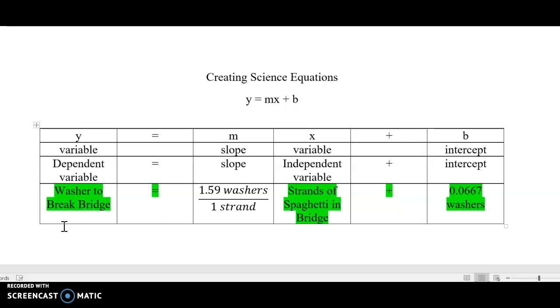There are a lot of words in your science equation. And as we move forward in the course, these variables will be replaced with variables like pressure, volume, mass. But we will continue to use the actual variable that is being measured.